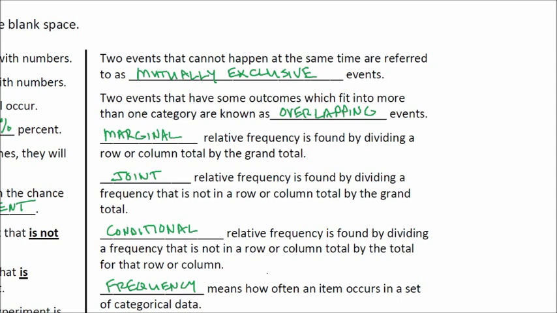Marginal relative frequency is found by dividing a row or column total by the grand total. Remember, the word marginal means we are taking our numerator from the margins, which are the total columns found on either the right side of the two-way table or the bottom of the table. Joint relative frequency is found by dividing a frequency that is not in a row or column total by the grand total. Remember, we use the word joint to signify that the number we're using in the numerator of our relative frequency comes from the intersection of a column and a row. So the column and the row are being joined together, and that's where we get the word joint.